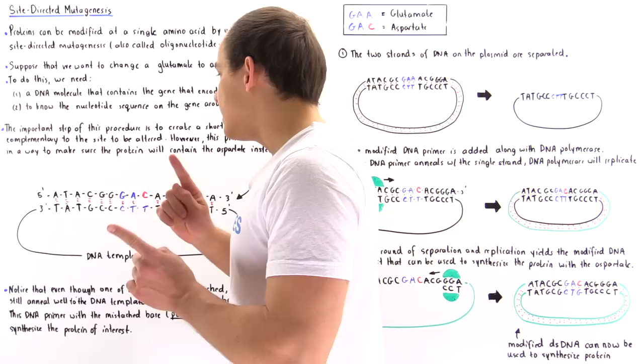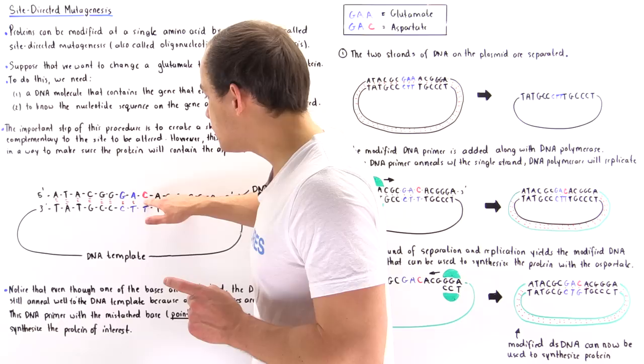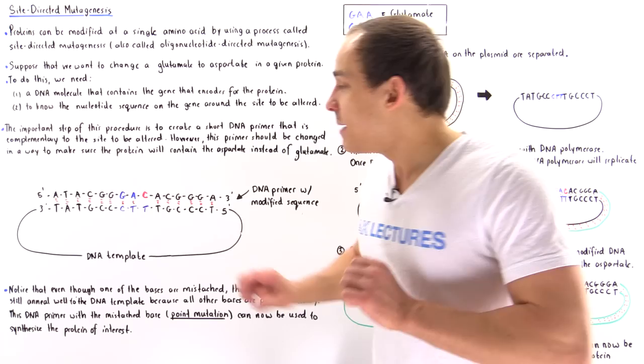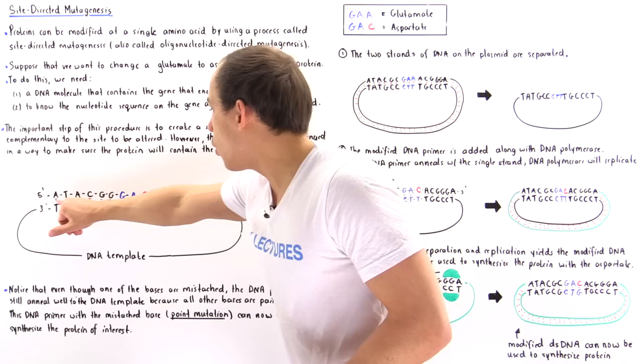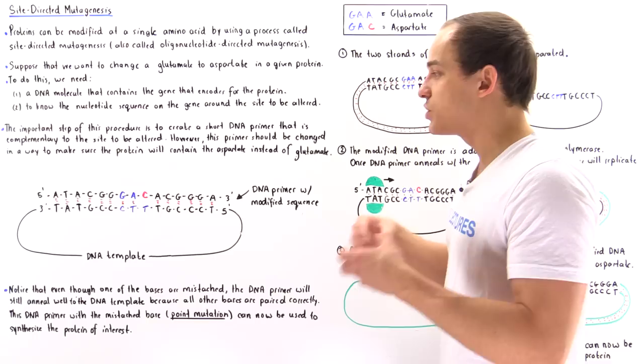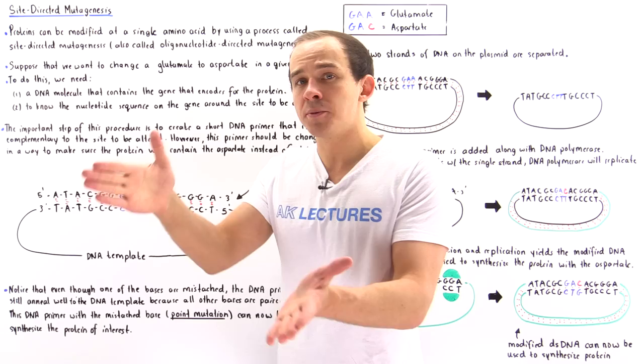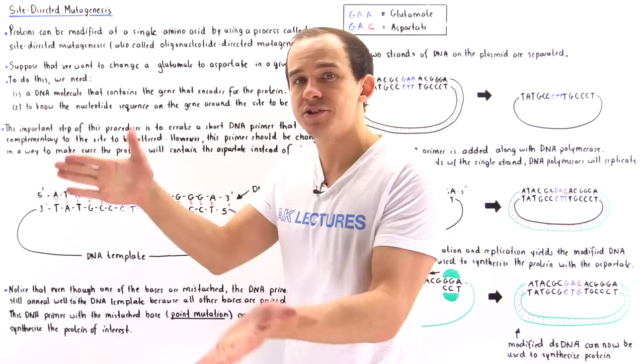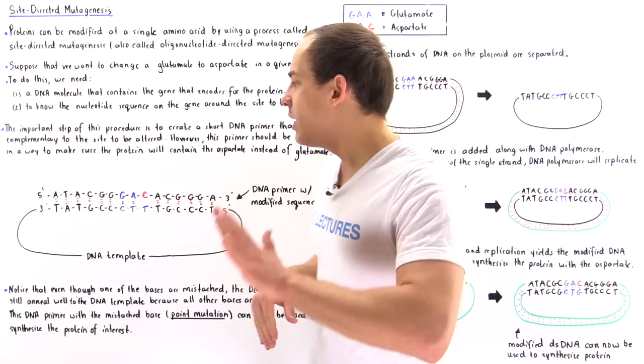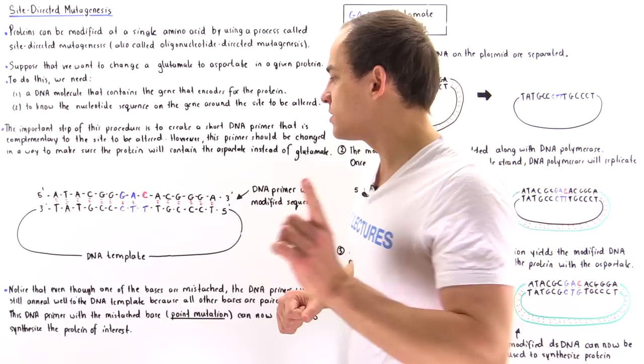And notice that because C will not pair up with T, no hydrogen bonds are actually formed between these two nucleotides. But that's okay, because this will still hybridize, it will still anneal, because all the other bases are paired up correctly. So as long as we use the exact temperature conditions needed for annealing to take place, remember, annealing is the process by which two complementary sequences of nucleotides essentially hybridize, they bond, they form these hydrogen bonds. And so as long as we use the proper temperature conditions, this annealing process will still take place because all the other bases are paired up correctly.